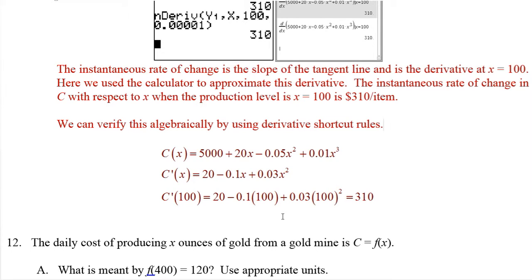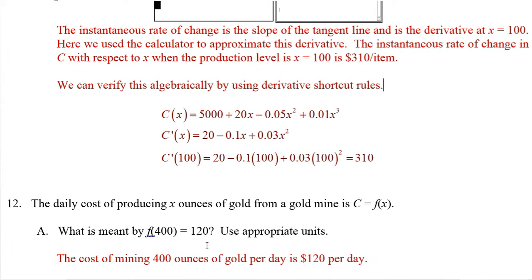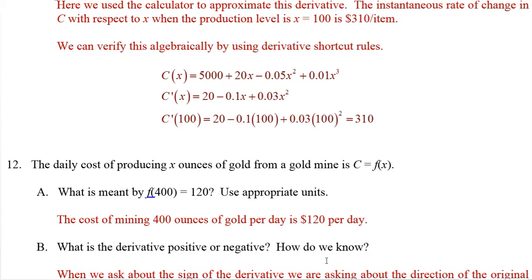The daily cost of producing x ounces of gold from a gold mine is given by C, which is some function f of x. What's meant by f of 400 equals 120? Be sure to use appropriate units throughout. Well, 400 is the x value, which is the ounces of gold. 120 is the f or C value, which is the cost, which in the United States would be dollars. So this says when we produce 400 ounces of gold, daily cost, so per day, then it's $120 for that day to produce it. So it costs $120 to extract 400 ounces of gold in a day.